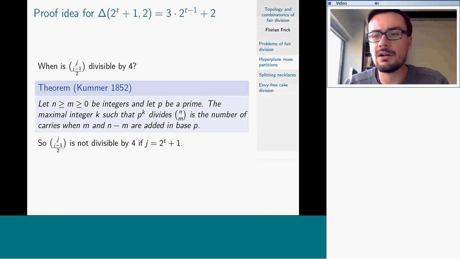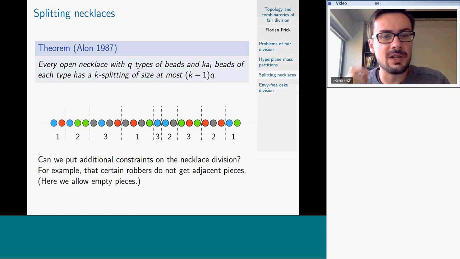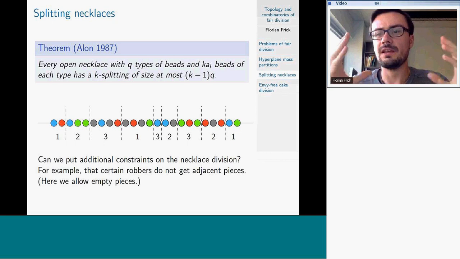I'll go to the splitting necklaces. Just to remind you, here's again this theorem. Every clasped necklace with q types of beads, where the number of beads of each type is divisible by k, can be fairly divided among k thieves.